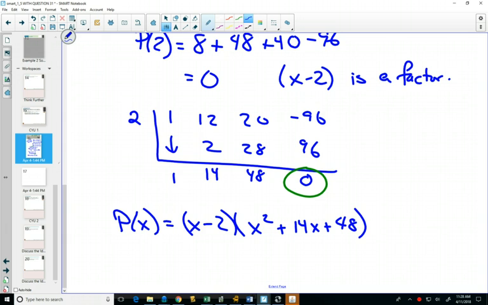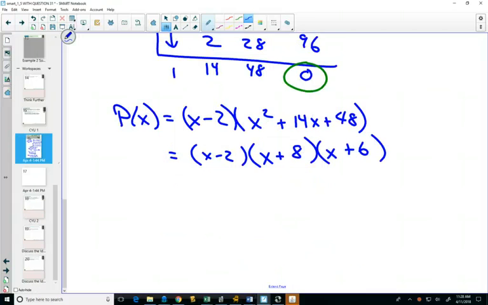So factoring this further, since we have a quadratic, sure enough, this works to be x plus 8, x plus 6. And so our possible answers are x equals 2, x equals negative 8, and x equals negative 6.